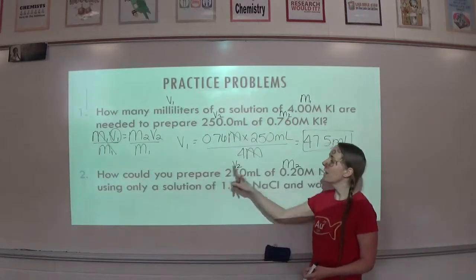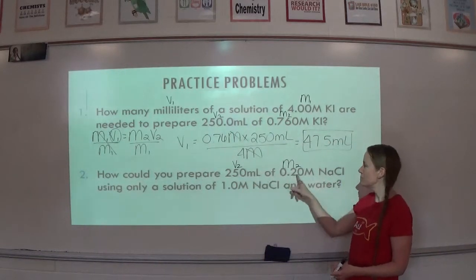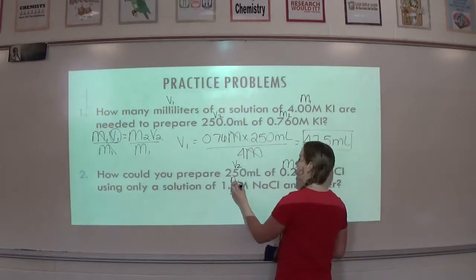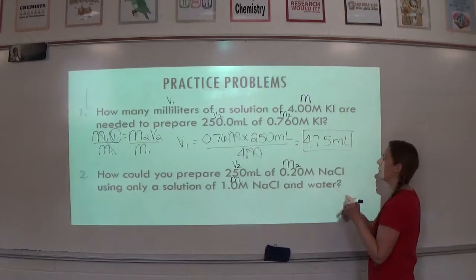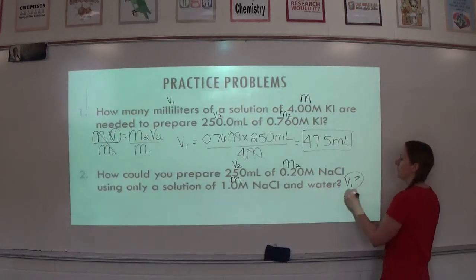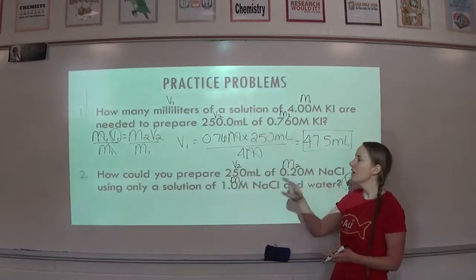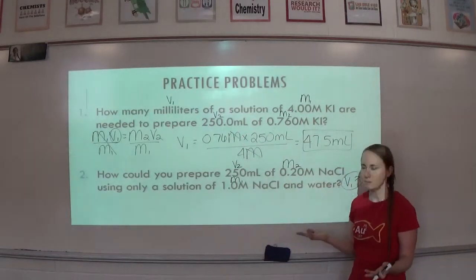So since we're preparing these amounts, these are my 2s, of sodium chloride using only a solution of 1 molar. So there's my M1, sodium chloride, and water. So what are we missing? V1. So if you notice, it didn't actually ask for V1 anywhere in the question, but I can see that's the only part that's missing.